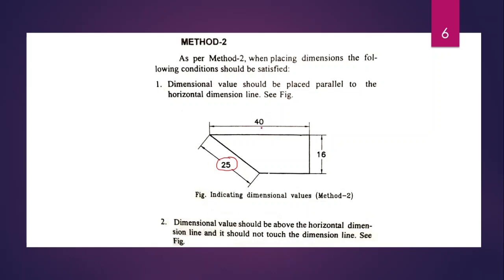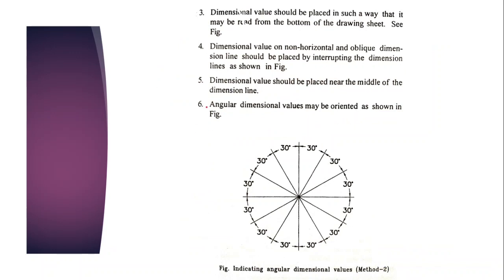Here the dimension line is never broken at the middle, but the lettering is above the dimension line. That is the case. Here again in angular dimensioning, the values may be oriented as shown in the figure. Here again the dimension lines are broken at the middle and the lettering is always oriented in the horizontal direction.